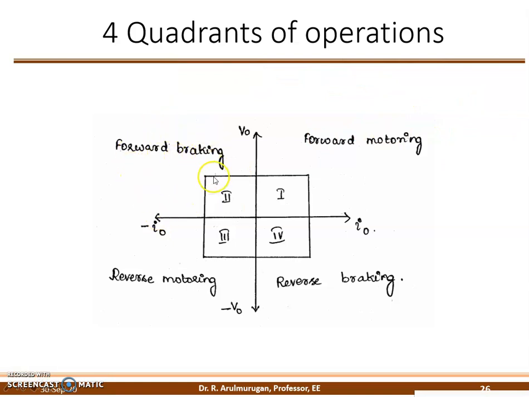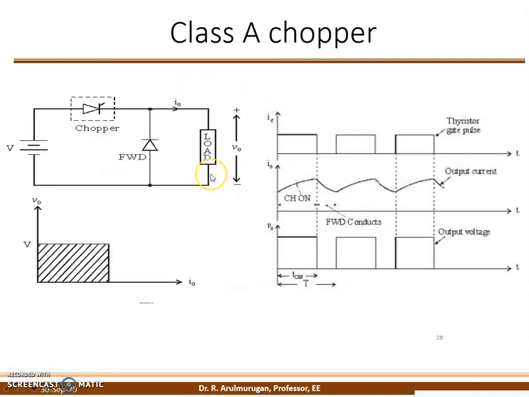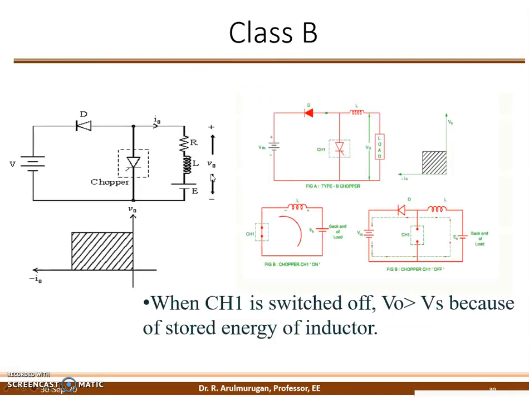Don't think about the first point. It's class B, it's forward braking. What is class B? Class B is a step up chopper, another name is boost converter. Why is it called forward braking? Output voltage is positive, but output current is negative. That's why it's forward braking. Why is it negative? Load to the source, that's why negative.